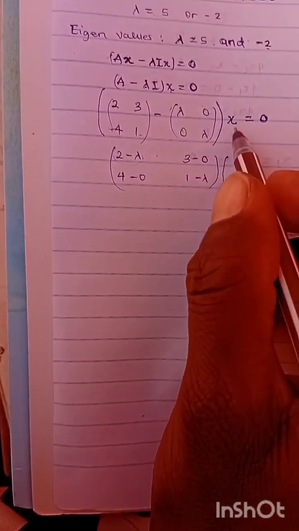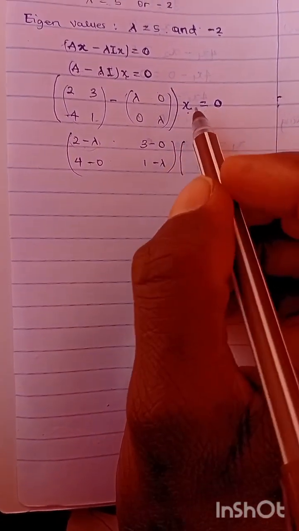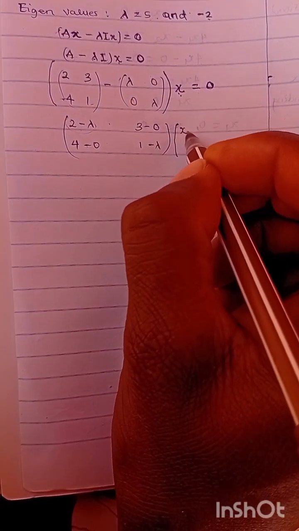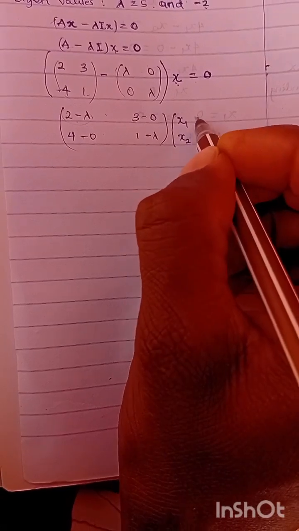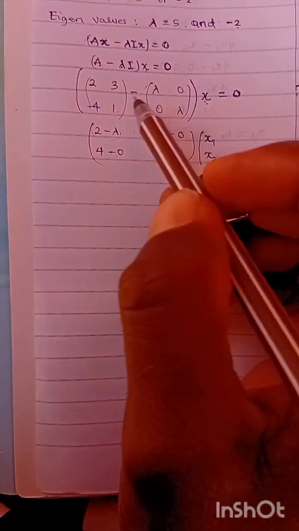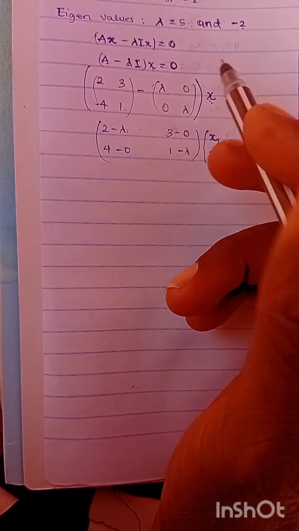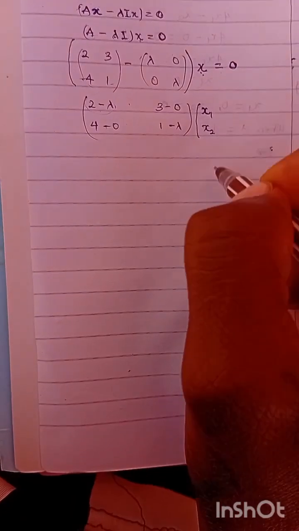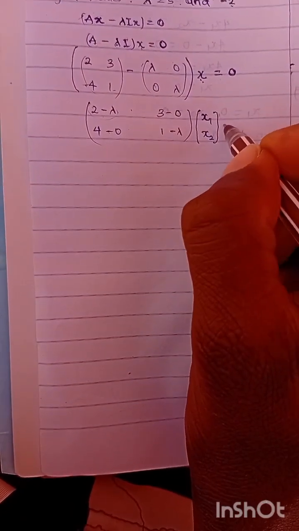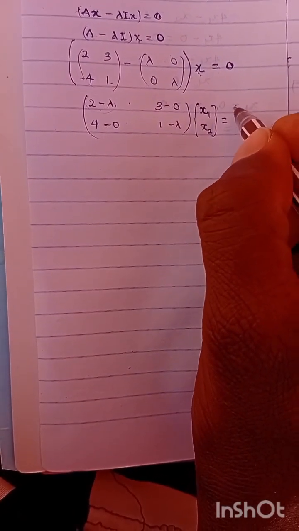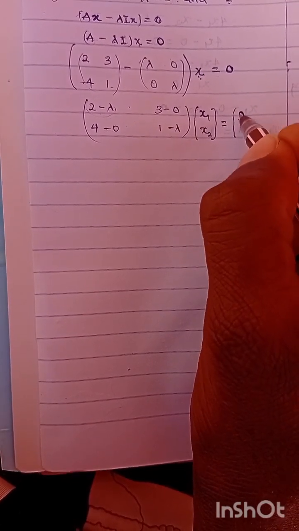And then I want to talk about the vector x. The vector x has components x1 and x2. It has two components because the given matrix is a 2 by 2 matrix. If the given matrix is a 3 by 3 matrix, it will have 3 components. So this is equal to the null vector, which in component form is 0, 0. So from here you get this.